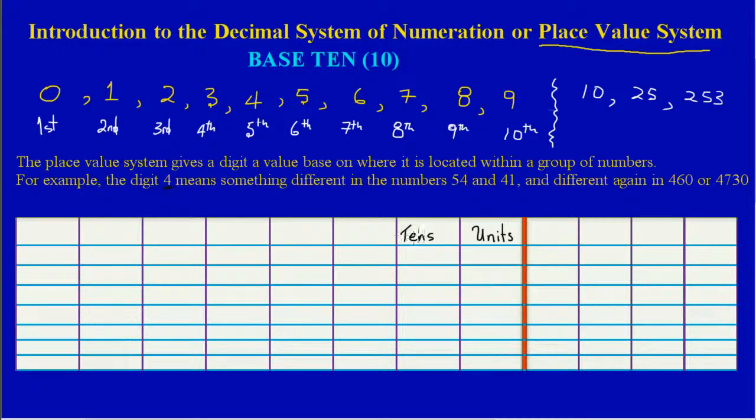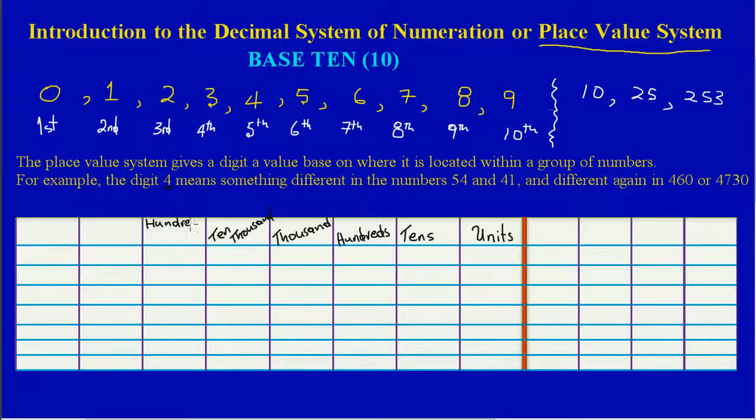After my tens column, I will have my hundreds column. After my hundreds column, I will have my thousand column. After my thousand column, I will have my 10,000 column. So this column represents my 10,000 and this is thousand. Now after my 10,000 column, I will have my 100,000 column.